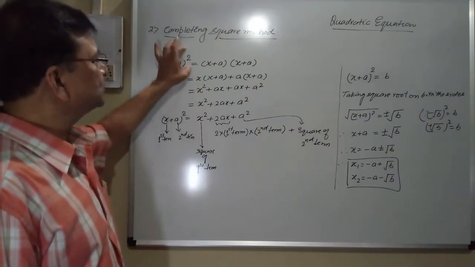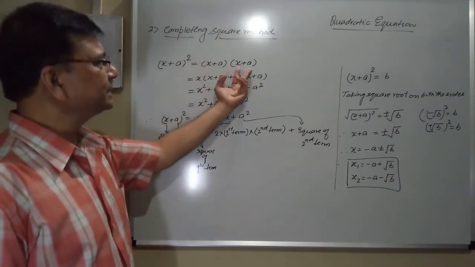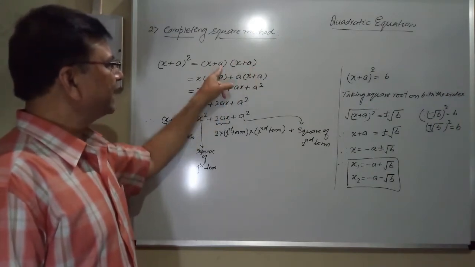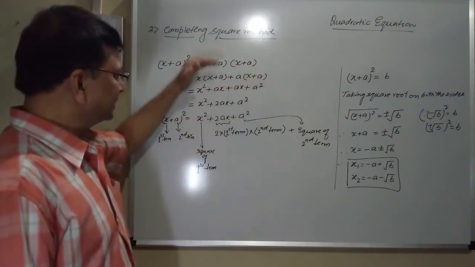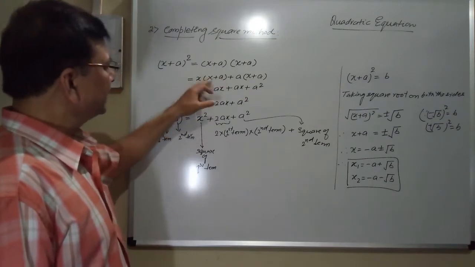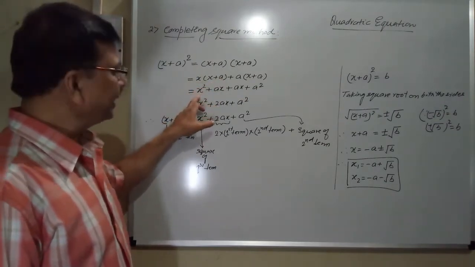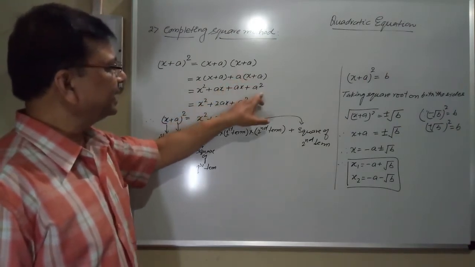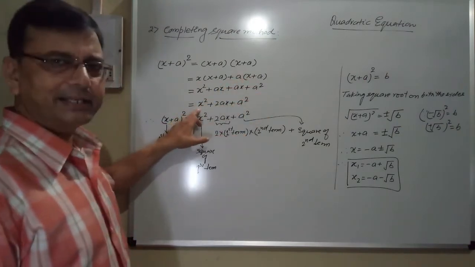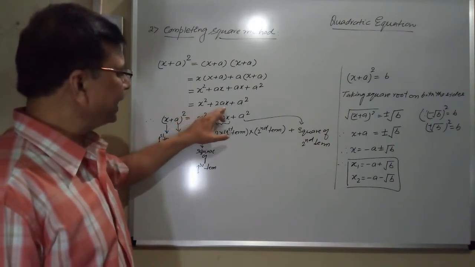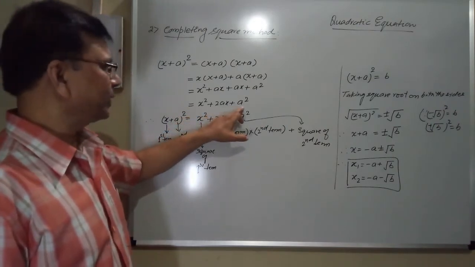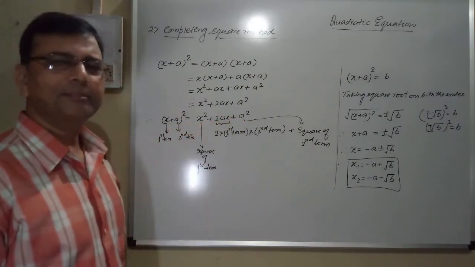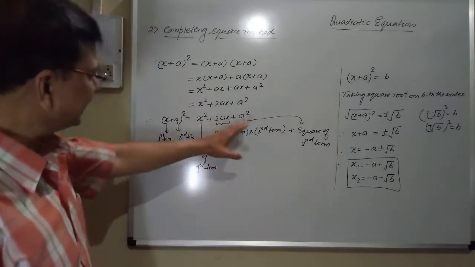x plus a whole square means x plus a is written twice. Again this x will be multiplied with this term, plus a will be multiplied with this. So further multiplication, x into x is x square, plus ax, plus again ax, plus a square. So finally we are getting x square plus 2ax plus a square. Means x plus a whole square is equal to x square plus 2ax plus a square.